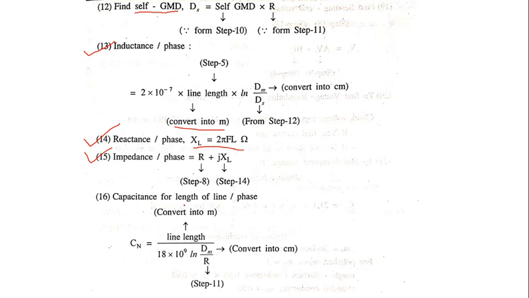Now we are going to find the capacitance for the length of the line, and the equation we have already seen is Cn equal to line length divided by 18 into 10 raised to minus 9 ln DM by r. The line length we need to convert into meters, since it is given in kilometers, because the values of DM and r are also in meters. Over here the value of r is in centimeters, that's why we are going to convert the value of DM into centimeters. So see step number 11 that we already saw in the previous slide.